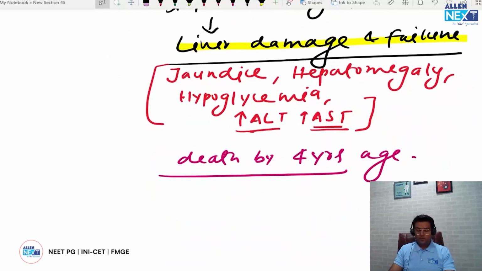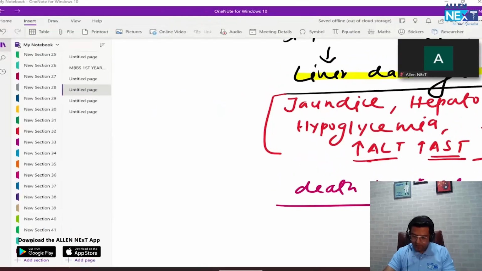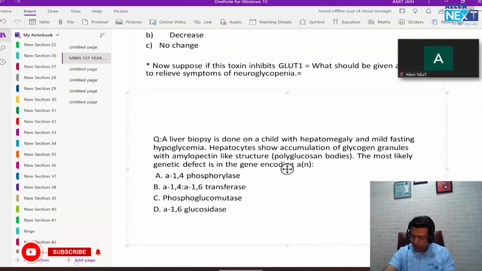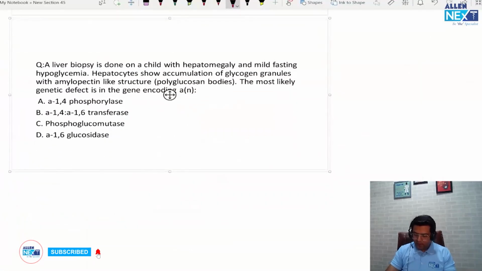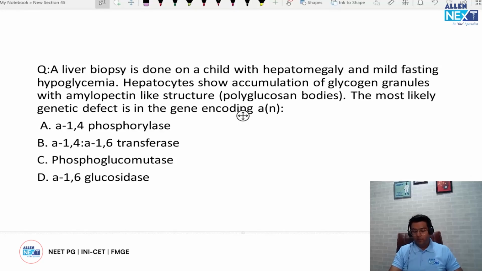So let's take just one question that you can easily answer, similar to that which we have discussed. It will be like this only, the same question that I have discussed. So a liver biopsy is done on a child with hepatomegaly and fasting hypoglycemia. Hepatocyte shows accumulation of glycogen granules with an amylopectin-like structure.